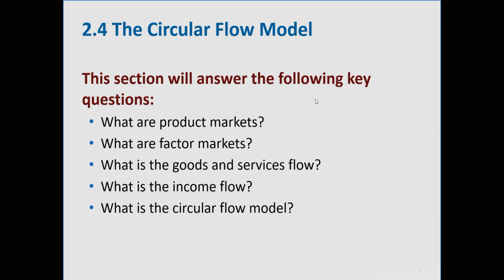The circular flow diagram is a very important concept in economics, in classical economics. So here we are going to take a look at what we mean by the product market. Just to let you know, the product market is a market where you sell your goods and services. What are factor markets? This is where you sell factors of production or you sell resources.